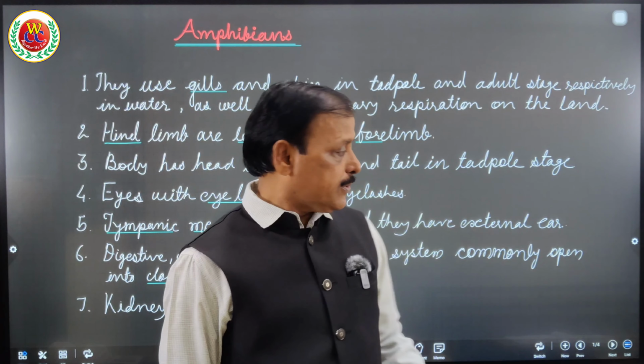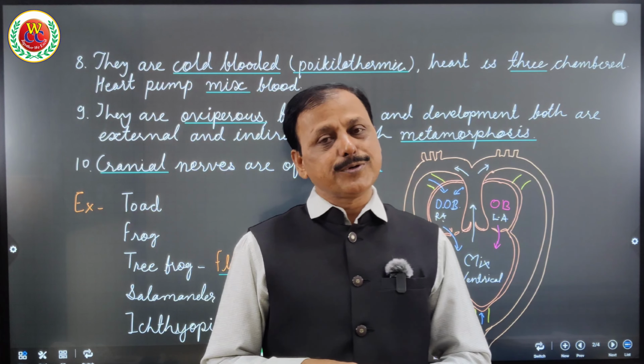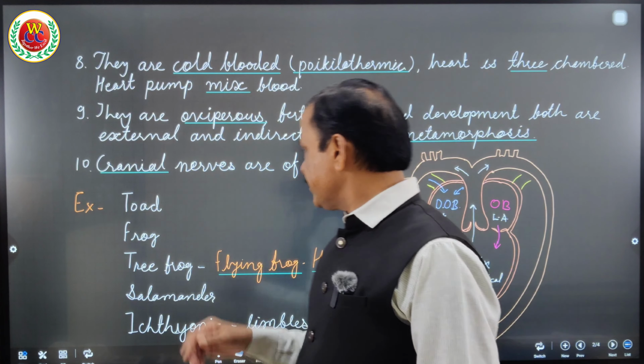They have a pair of kidneys, which are mesonephric. There are three types of kidneys: protonephric, mesonephric and metanephric. So please remember, and that is very important.